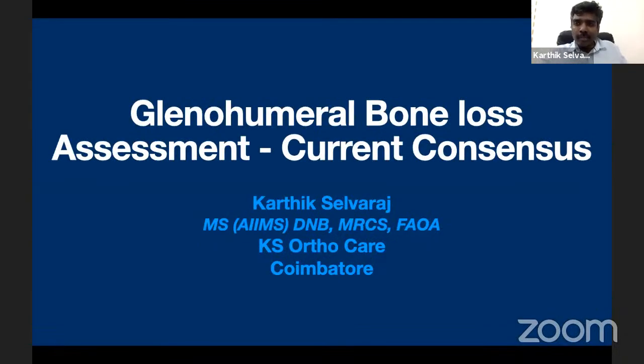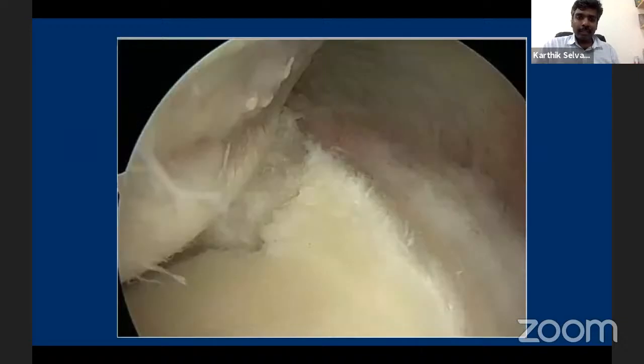All right, I think much of this has already been discussed, so my job is quite easy, and I'm just going to sum up all the 3 talks and all the discussions quickly and give you some take-home points. So we now understand that we need to look at bone loss both at the glenoid and the humeral side.